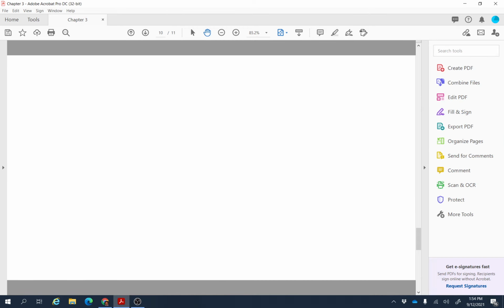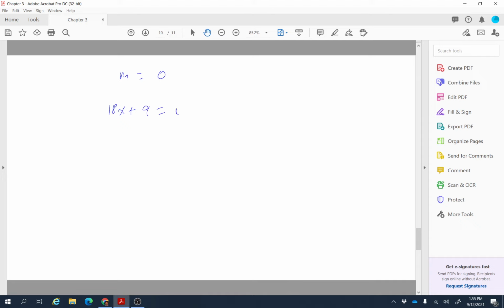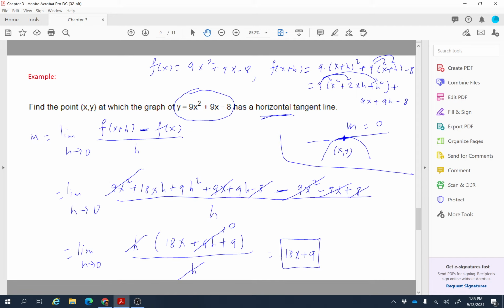So let's go here. The slope should be 0. So we found that 18x plus 9, that's the slope, equals 0. Now we need to solve for x. 18x equals negative 9, and if we divide both sides by 18, x would be negative half.